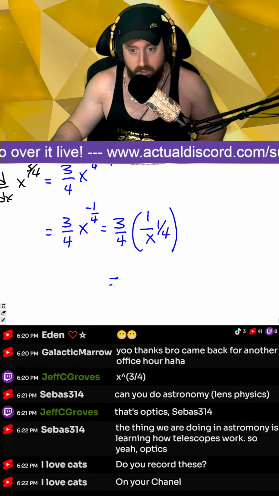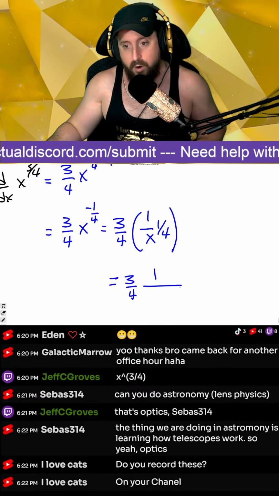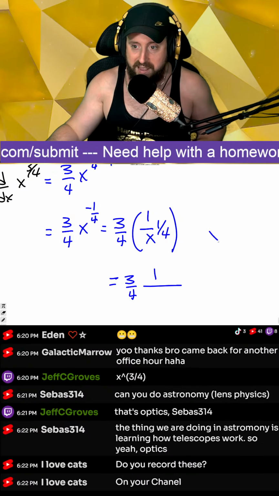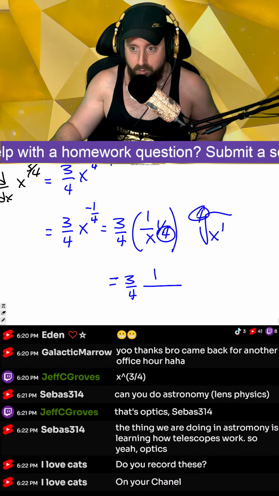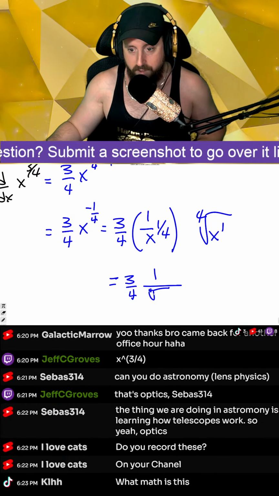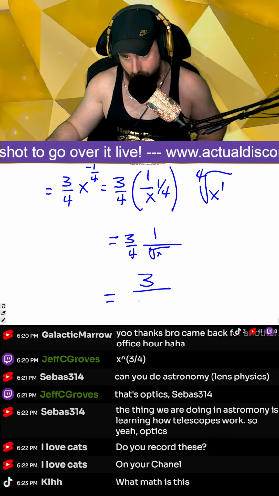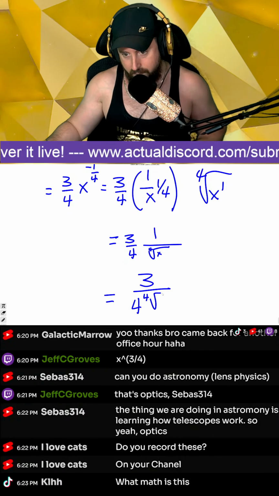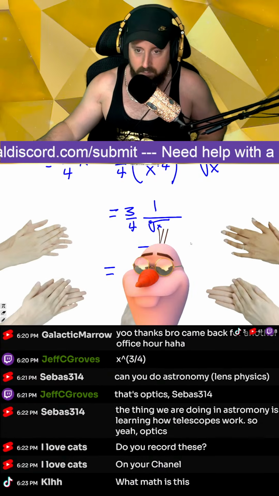So then this is 3/4 times 1 over this, right? So that's x to the 1/4 rooted, right? Remember, this is the root, this is the power. So you can just say this is equal to the 4th root of x. And so I guess maybe a cleaner way to write this is 3 over 4 times the 4th root of x. And you're done. That's how you do that.